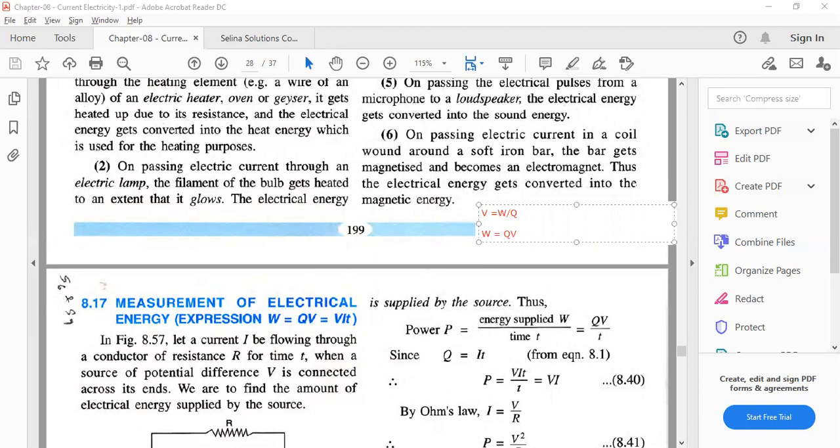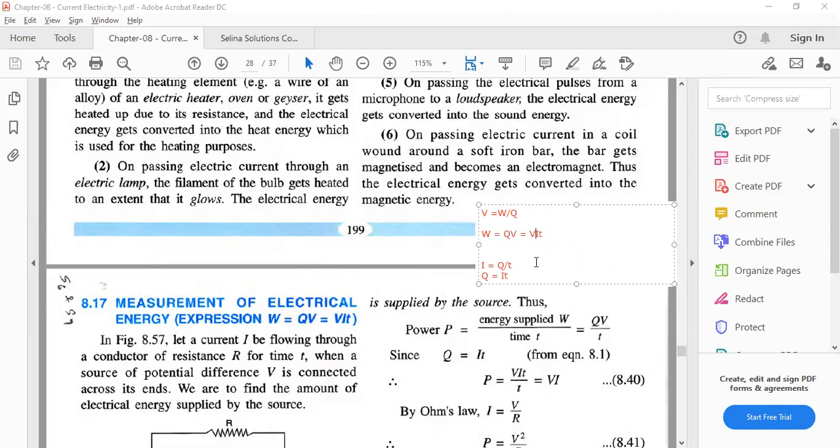Now what is Q? I is equal to Q upon T. You remember this too. So can I write Q is equal to IT? So in place of Q, what will we write? IT. And V is already there. So it will be VIT. Understood?